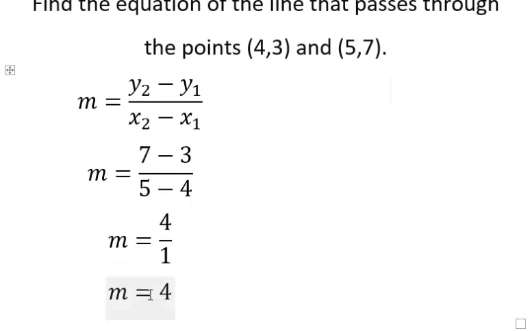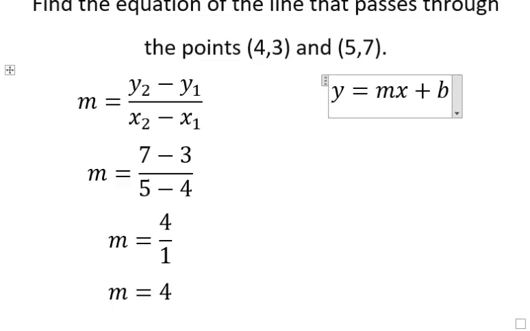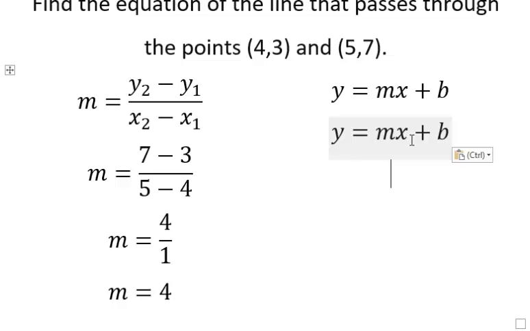Now, once I found m, I'm going to look for b. How am I going to find b? I'm going to use the formula of the line, which, if you remember, was mx plus b. So I'm going to substitute all of this information with the numbers of one of the points. I'm going to use the first one. So what is the y in this point? 3.